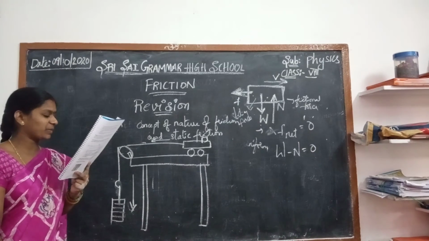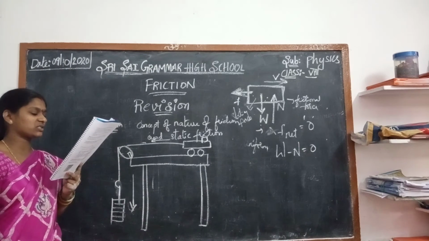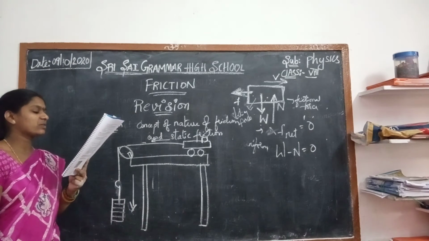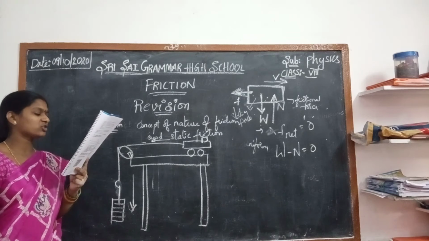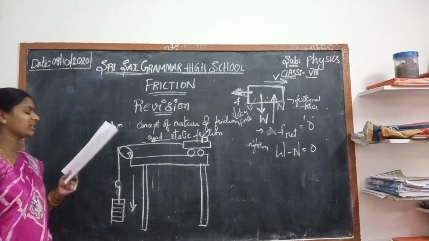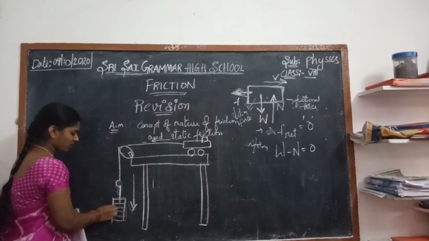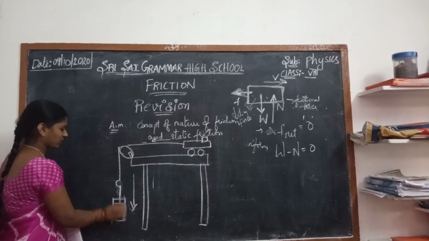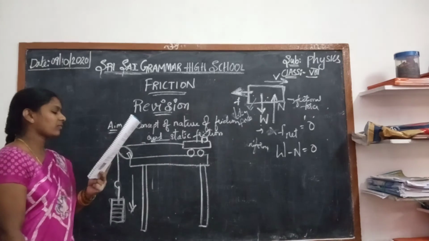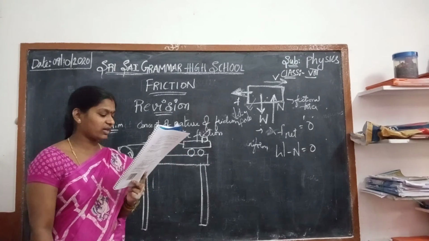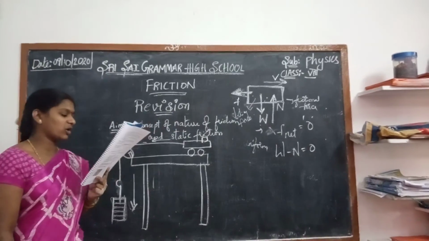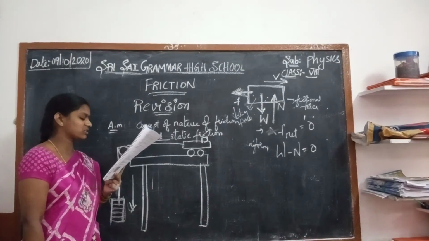Now the precautions. What are the precautions? Increase the weights on the weight hanger gradually. Do not drop down the hanger with weight suddenly. We have to increase the weights gradually, not suddenly. Okay? Procedure. Take a small toy trolley and keep a wooden block on it as shown in the figure.